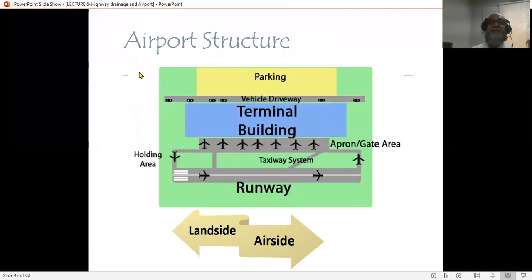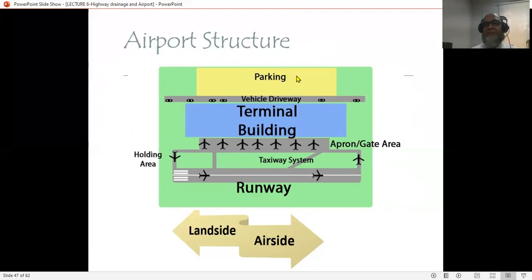Now, this is the last slide. We call this airport activity. There are two main categories of airport activity at an airport. There is an activity called landside activity, and then there is airside. And in between them, there is a transition. So I start with the landside.